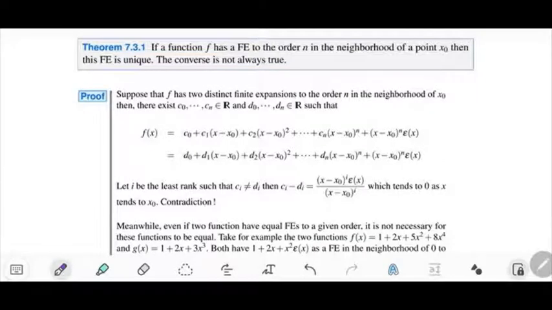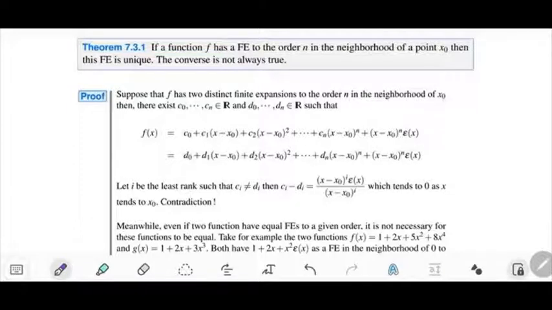Let's now ask the question: can a function f have two different finite expansions, or is the finite expansion of a function f unique? We have a theorem that says that if a function f has a finite expansion to the order n in the neighborhood of a point x0, then this finite expansion is unique. To prove it, let's suppose that f has two distinct finite expansions to the order n in the neighborhood of x0.